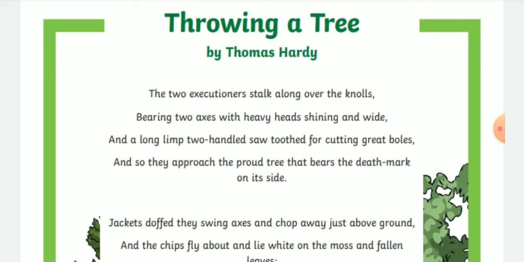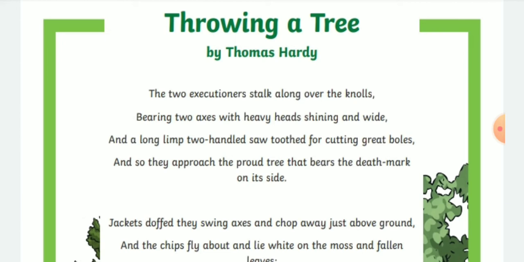Here you have to hold a pencil and write the correct meaning of the words being explained by me. So students, let's begin with the poem "Felling a Tree" by Thomas Hardy. And the first stanza says here, the two executioners stalk along over the knolls.